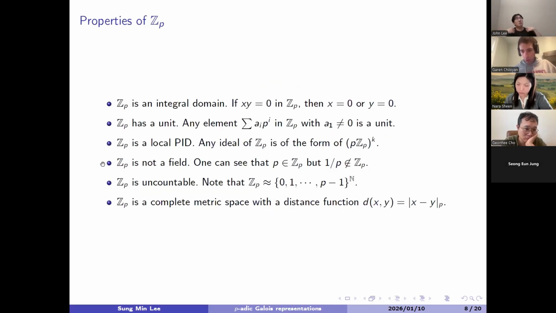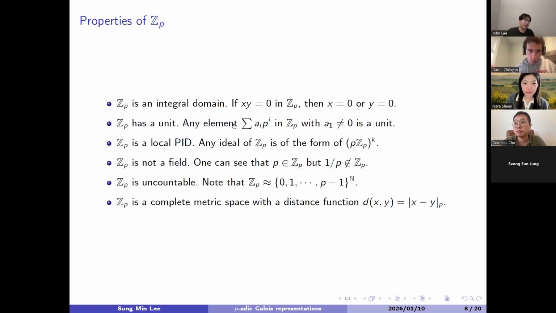And here are some properties of Z_p. I'm just using algebraic terms, and if there are any algebraic terms you are not familiar with, just feel free to interrupt me. Z_p is an integral domain. Yes, integral domain. I think I read this terminology like 5 years ago and totally forgot about its existence. But it means if x times y is 0 in Z_p, then x is 0 or y is 0. So it behaves like the integers, it's a domain.